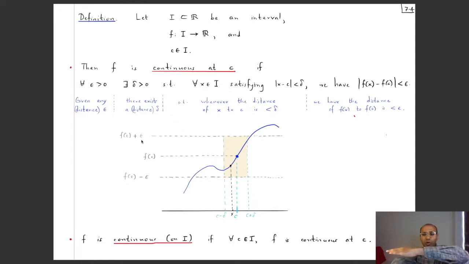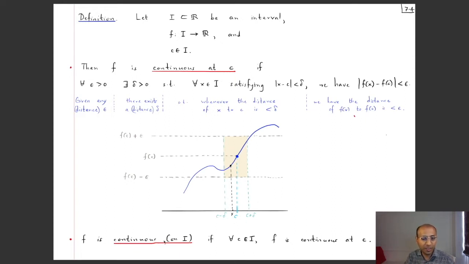So no matter how small the width I specify, presumably I have to take a smaller delta so that I'm assured that the graph lies in this smaller width around f of c. Right now the definition is still a mouthful, but we'll soon see examples of this and we will get more and more familiar with it. But the first task is to see that this does capture our intuitive feeling that f is deemed to be continuous at c whenever f of x stays close to f of c, provided that x is close to c.